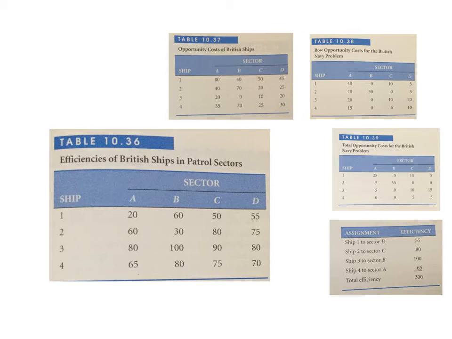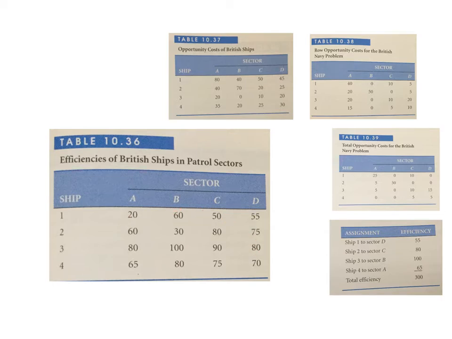First of all, we identify the maximum value in this table, and it happens to be 100. This is the maximum, which is ship number 3 to sector B. So the first step is we are going to convert this table to an opportunity cost table. And how do we do that? We do that by taking 100 minus every value in this table.